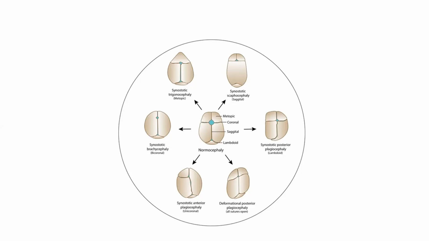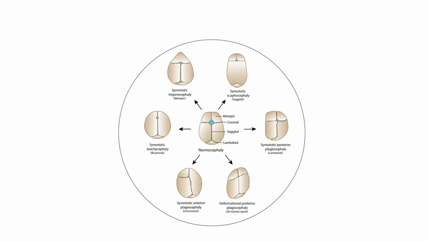If it is the lambdoid suture, you can see this plagiocephaly, and this deformational posterior plagiocephaly is basically a positional type of case. So you have to differentiate between them, whether it is a real plagiocephaly, or if it is just a deformational posterior plagiocephaly.